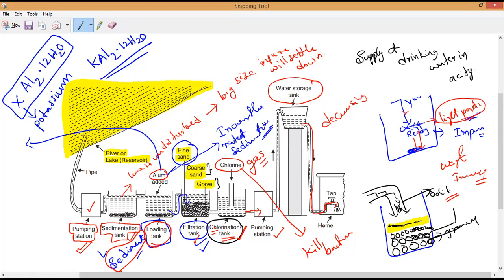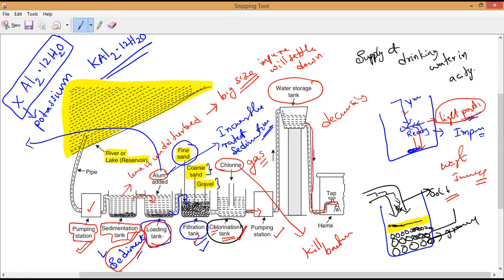First, I am saying the water from the reservoir will be pumped to the pumping station. It will come to the sedimentation tank. In the sedimentation tank, what will happen? All the heavy particles, or all the big size impurities, will settle down. Now, from there the water will come to the second tank. What is the second tank called? The loading tank.